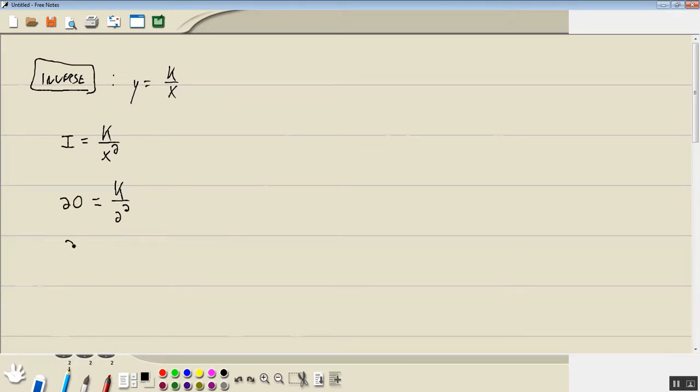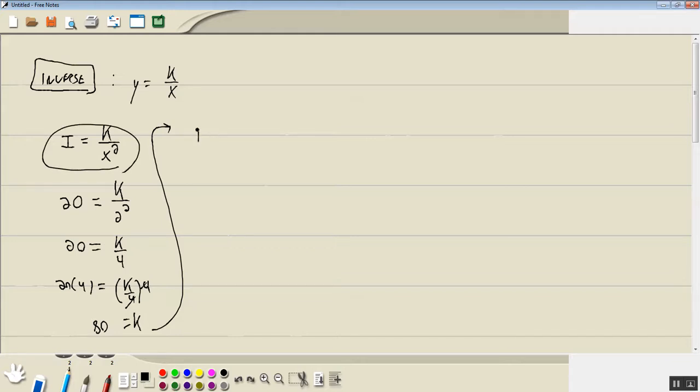Now we want to use this to solve for k. 2 squared is 4, and then I'll multiply both sides by 4. Those 4's cancel, and we get k is equal to 80. Now that we know that, we're going to plug that back into our formula. So we get I is equal to 80 over x squared.